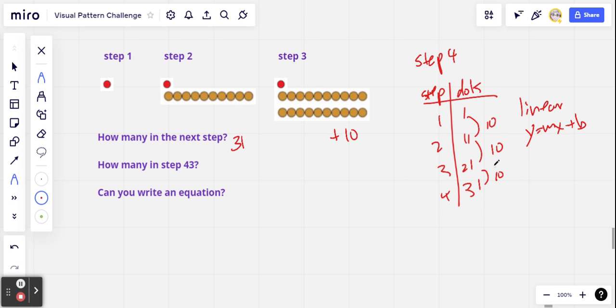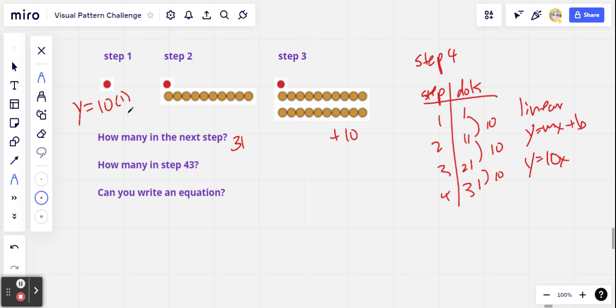The difference here, the rate of change, is going to be our m. So we'll put that in for m. So y equals 10 times x, and x stands for the step number. And this plus b, we don't know yet. We have to try it out. And I'm going to try it out with step 1. So if I try out this stem of the equation, 10x, and in this case, since x is a step number, I'm going to put in 1. So 10 times 1. And y should give us the number of dots.